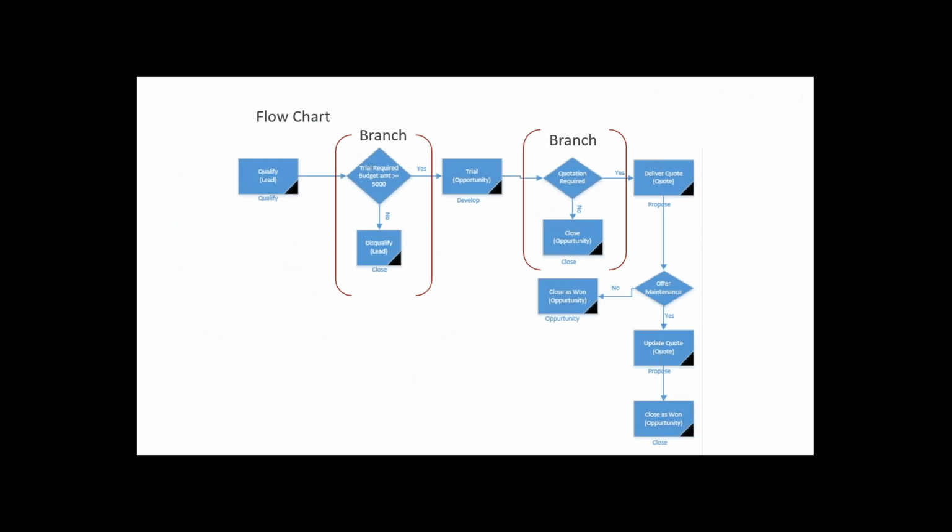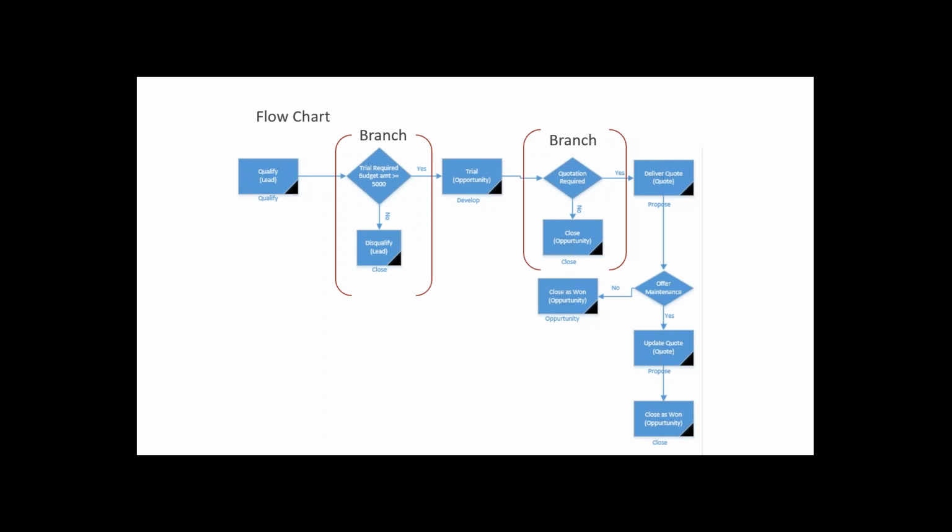To get that particular lead qualified, they have the conditional logic, which is a branching feature of Business Process Flow 2015. If only that particular lead or client is interested in a trial and has a budget amount allocated greater than or equal to $5,000, then it proceeds to the next stage, called an opportunity, and the stage name is trial. If it is no, it gets disqualified and the business process stops there.